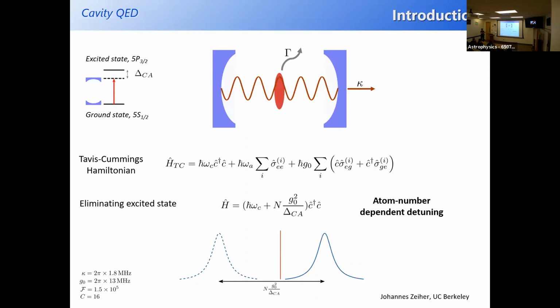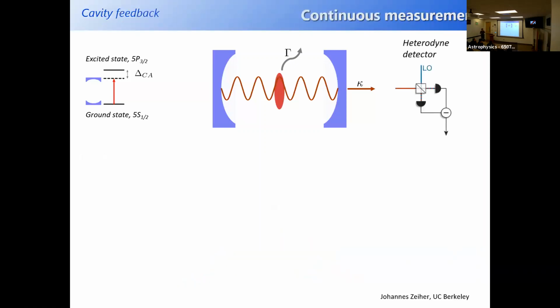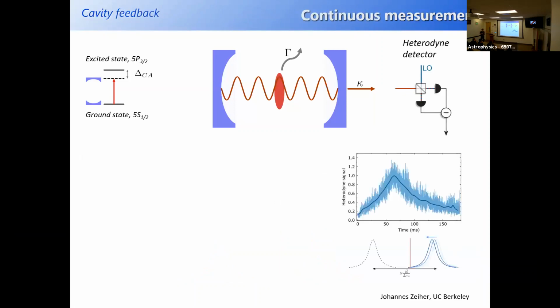We use this shifted cavity resonance and place a beam here to measure at what time, depending on the atom number, this beam starts getting resonant with the cavity, at which point we will see light getting through the cavity. This is exactly what we do, and we measure it using a heterodyne detector. In a typical experiment, when the peak moves through our probe beam, we see enhanced transmission once the beam gets resonant with the cavity.